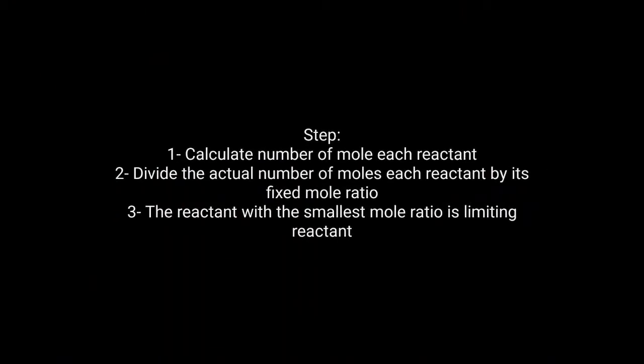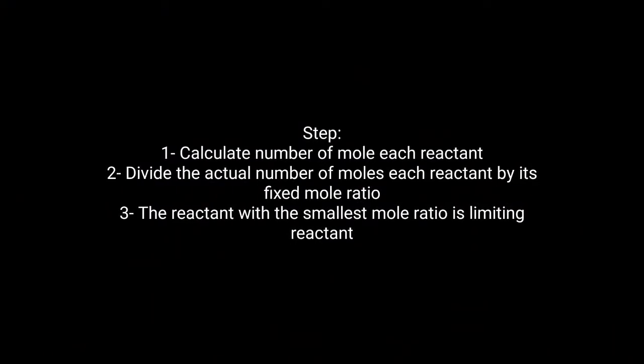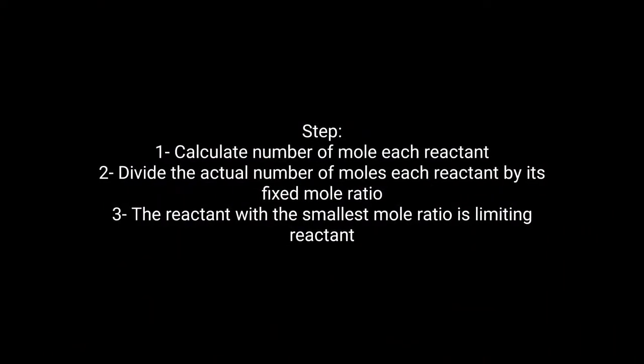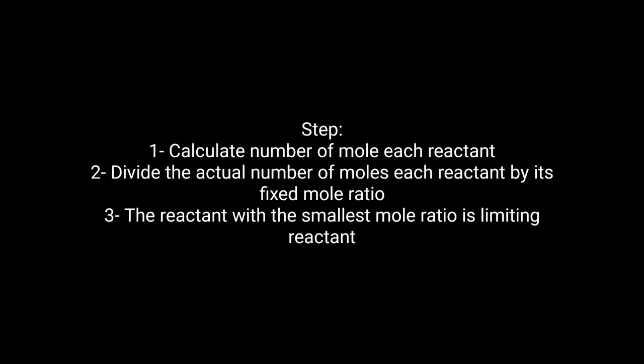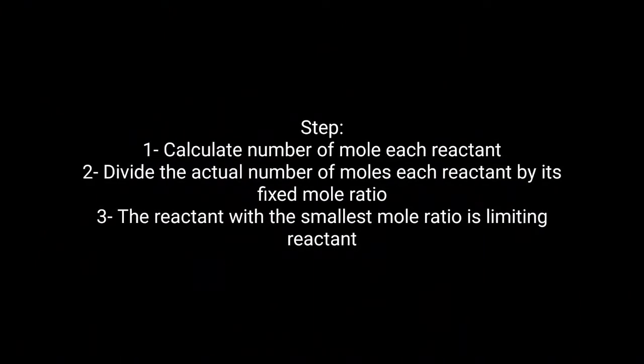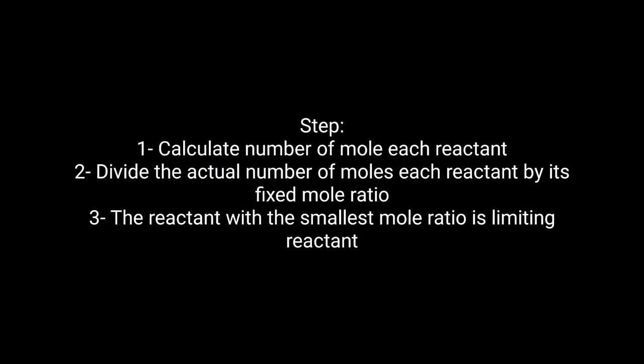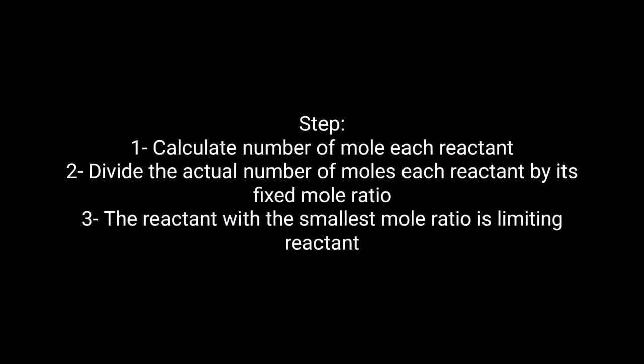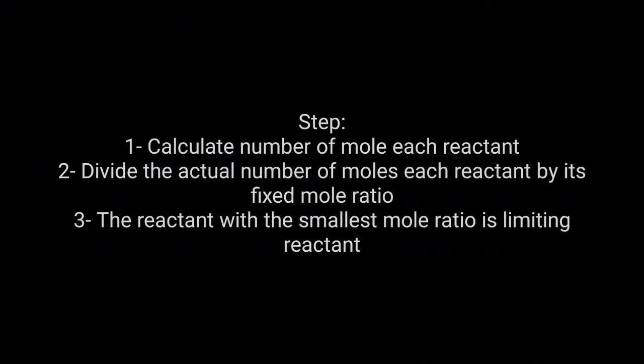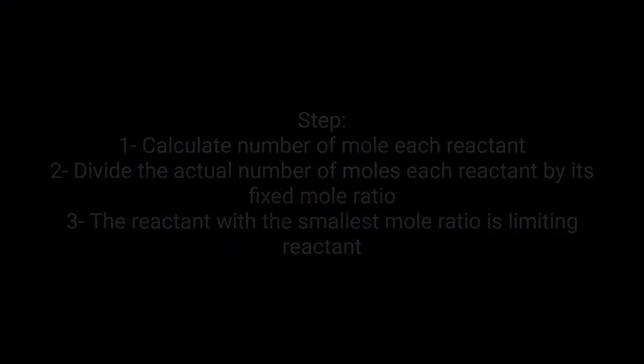First, we calculate the number of moles of each reactant. Second, divide the actual number of moles of each reactant by its fixed mole ratio. Then the reactant with the smallest mole ratio is the limiting reactant.